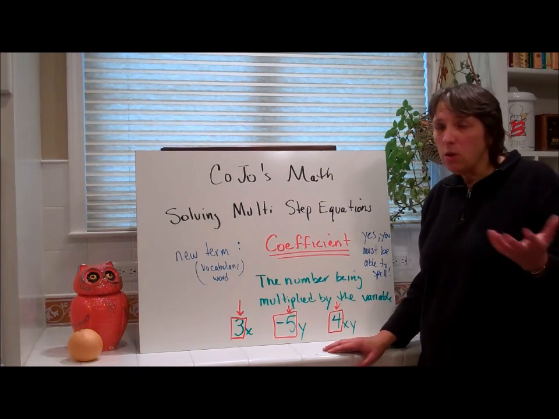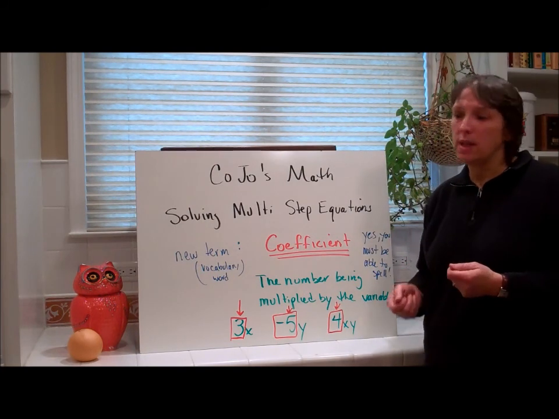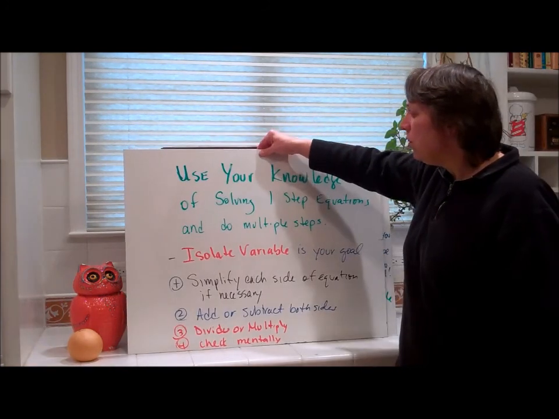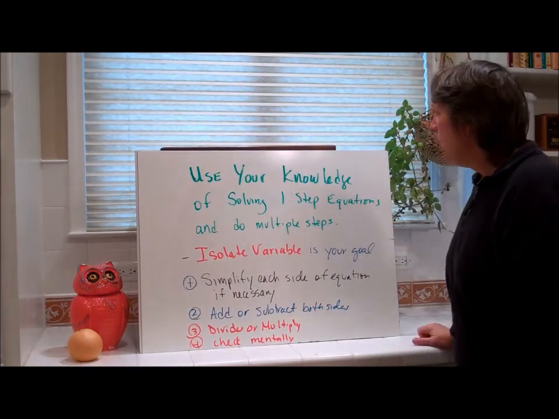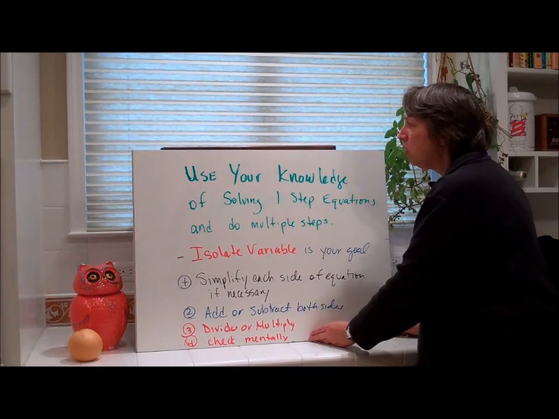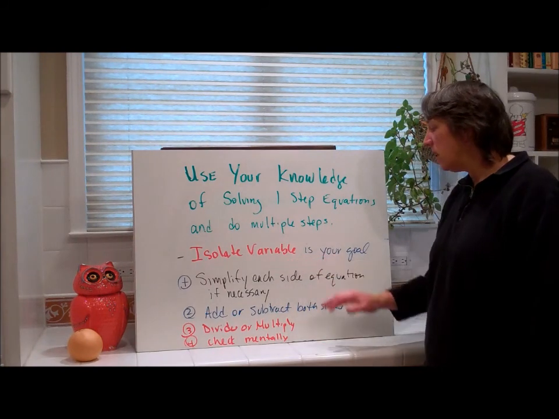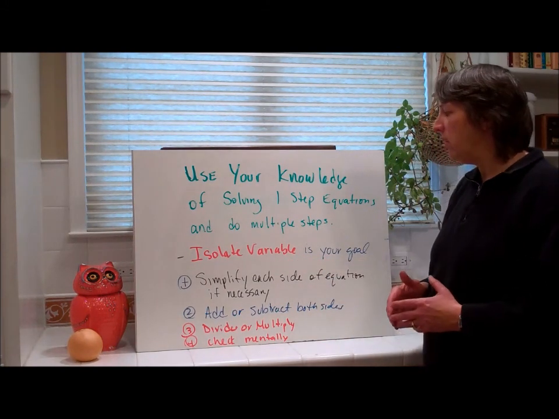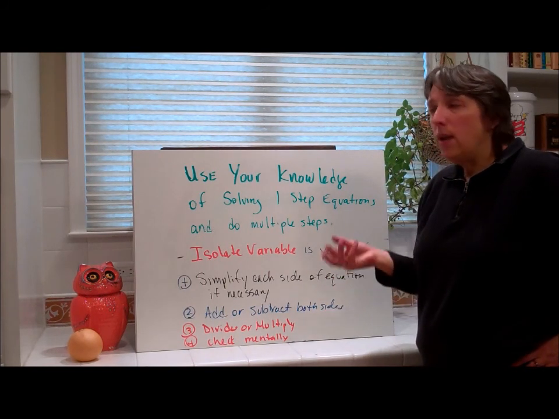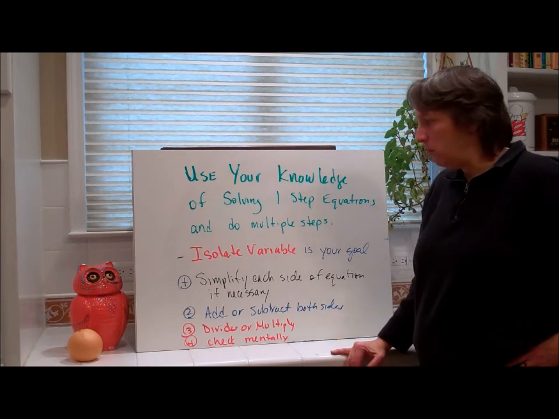You need to know that term, so I need you to memorize that and start being able to use it in class. Alright, so you're going to use your knowledge of solving one-step equations, but you're going to do multiple steps. To do that, your goal is to isolate the variable, by manipulating the equation and using the inverse operations of what's being done to the variable.